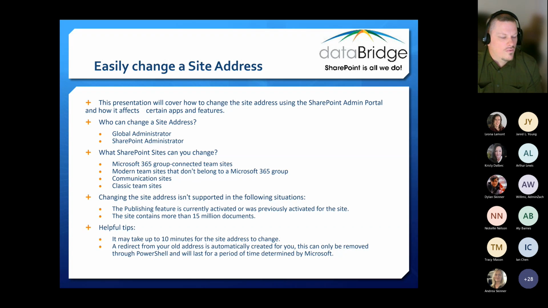So if one of the sites has had publishing enabled before, which is an old feature for Classic, and then turned off, you can't actually rename those URLs. And if your site contains more than 15 million documents, it won't let you change it because of the amount of performance and everything. Some things to remember also is it can take up to 10 minutes to actually take effect.